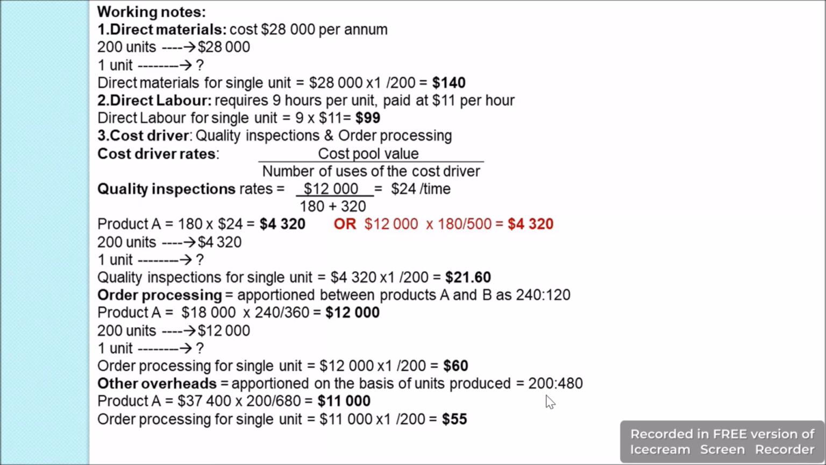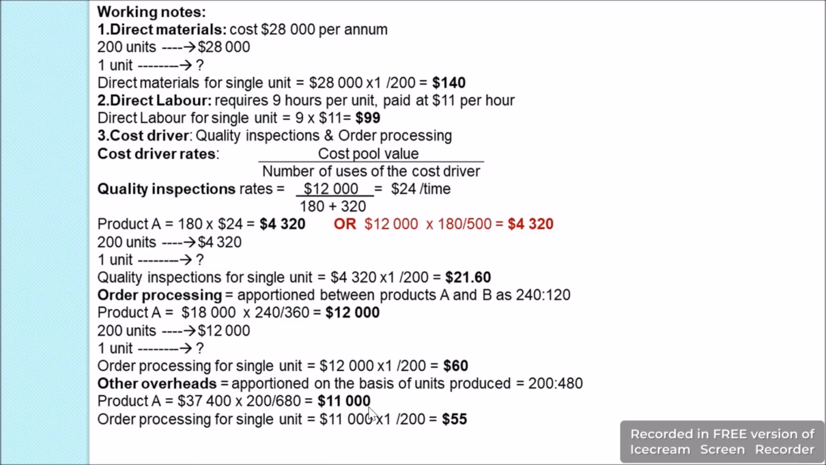For other overheads, it has been mentioned that they are apportioned on the basis of units produced, and WJ PLC has produced 200 units of product A and 480 units of product B. So we can apportion this for product A as the total value, which is given as 37,400, times 200, the units of product A produced, divided by the total, that is 200 plus 480, which is 680 units. So when we do this, we get the total cost for other overheads for product A as $11,000.